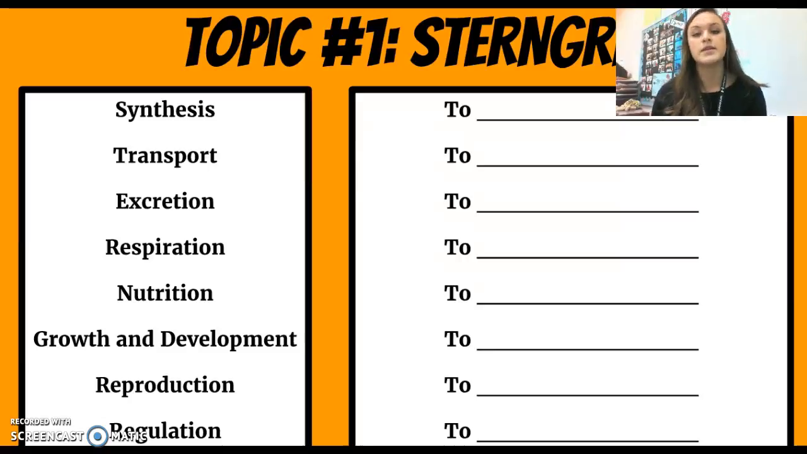Nutrition is just to receive nutrients. Growth and development, of course, is to grow and develop. Reproduce is to continue on or to make more of a particular organism or species. And then regulation is to control.